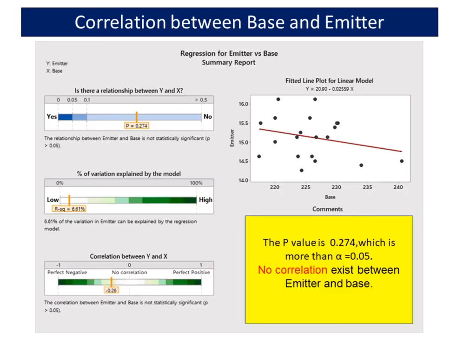We further analyze the data using regression analysis. For predictor variables between base and emitter, since the p-value is 0.274, which is more than alpha, 0.05, we concluded that no correlation exists between emitter and base.